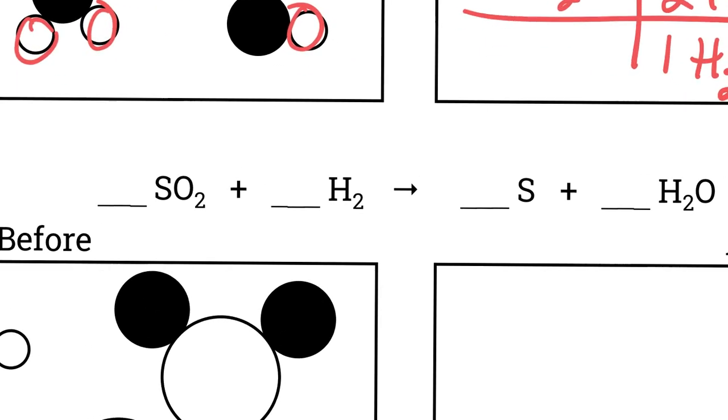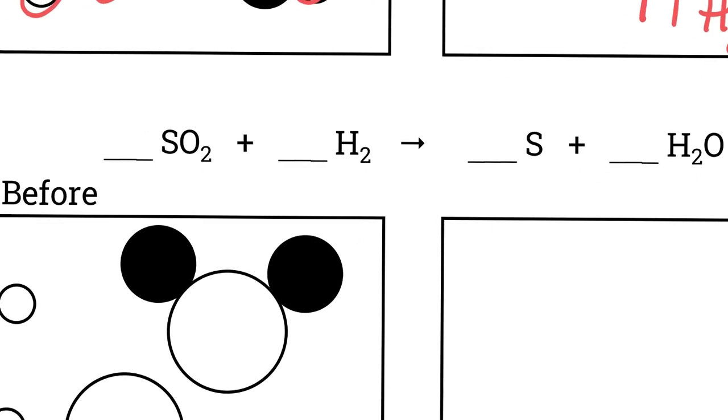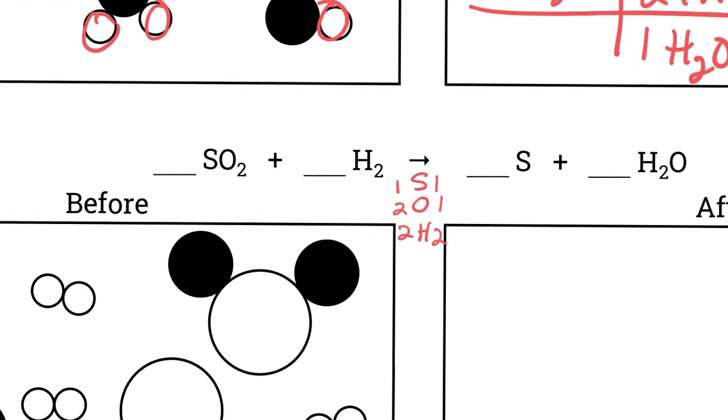Got to balance it. So I'm going to zoom in here, and I'm going to balance it. So I've got sulfur, oxygen, hydrogen. I've got 1, 2, and 2. Over on this side, I've got 1, 1, and 2. So I got to go for the oxygen. How am I going to make 2 oxygen on this side, the product side?